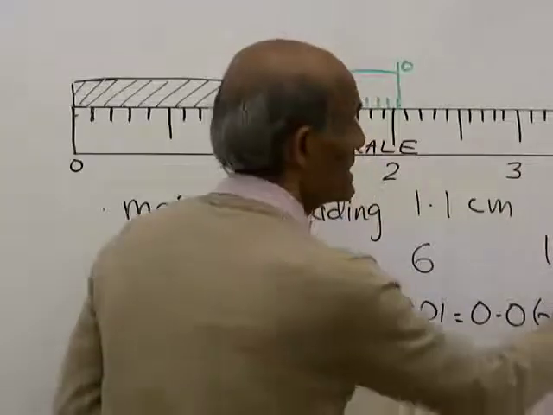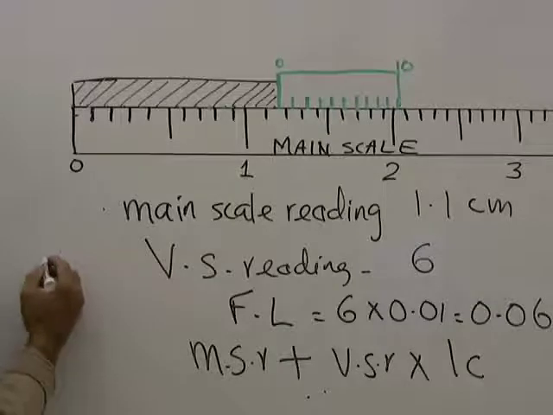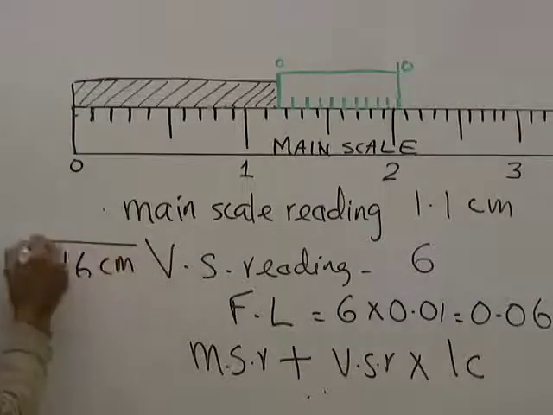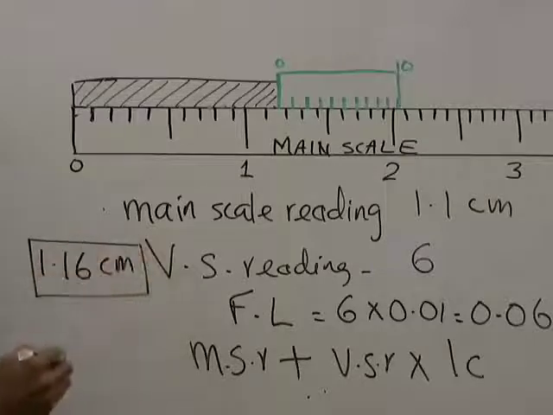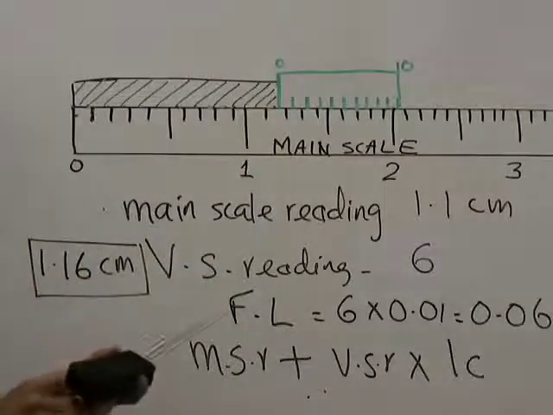You cannot see it there, so I'm going to write it over here. The correct reading is 1.16 centimeter. That is the correct length of the object. Okay.